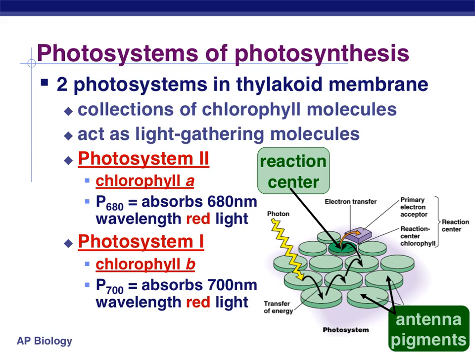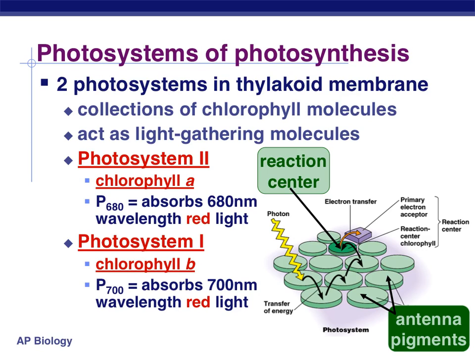So how does it work? Well, I told you that the chlorophyll molecules and the pigment molecules are arranged into photosystems, and there are two of them, and they're all found in the thylakoid membrane. Their job is to gather light. So they're collections of light-gathering molecules.